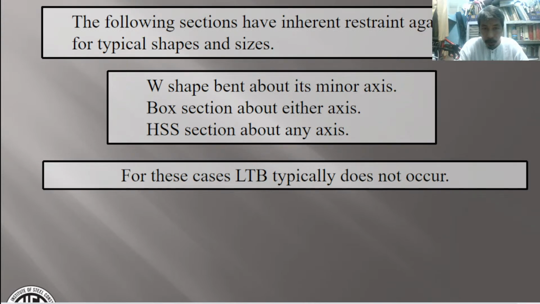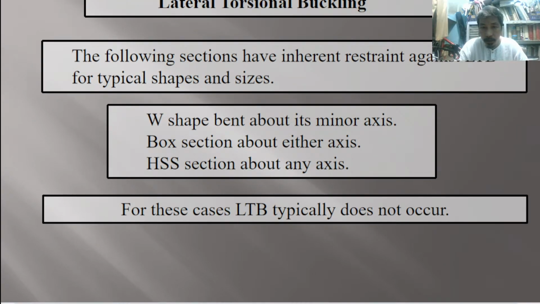So, the following sections have inherent restraint against LTB. What are those? Typical shapes and sizes. W section about its minor axis. Minor axis, so it could easily buckle in torsion. Box section about either axis. HSS section about any axis. So, these are the most susceptible configuration.